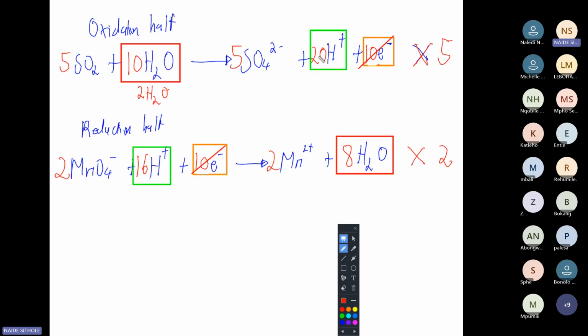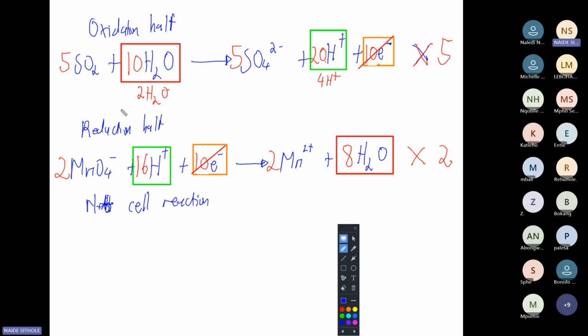So I'm going to say 20 minus 16. Bigger one minus smaller one. Then obviously, the rest goes along. And then here, if I say 20 minus 16, I'm left with 4H+. Then I'll write the net cell reaction again. The net cell will look like this, the net cell reaction.